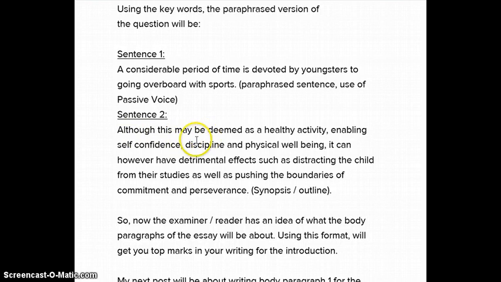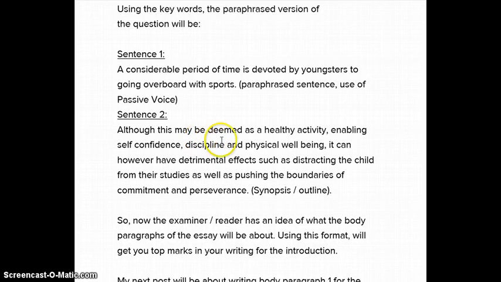Although this may be deemed as a healthy activity, so when I say a healthy activity, this means I'm talking about the advantages. Although, now when I start with although, the reader knows that this part of my sentence is going to be advantages, therefore there will definitely be the second part of my sentence that will be disadvantages. And that's the beauty of using linking words, is that you prepare your reader for what you're about to say.